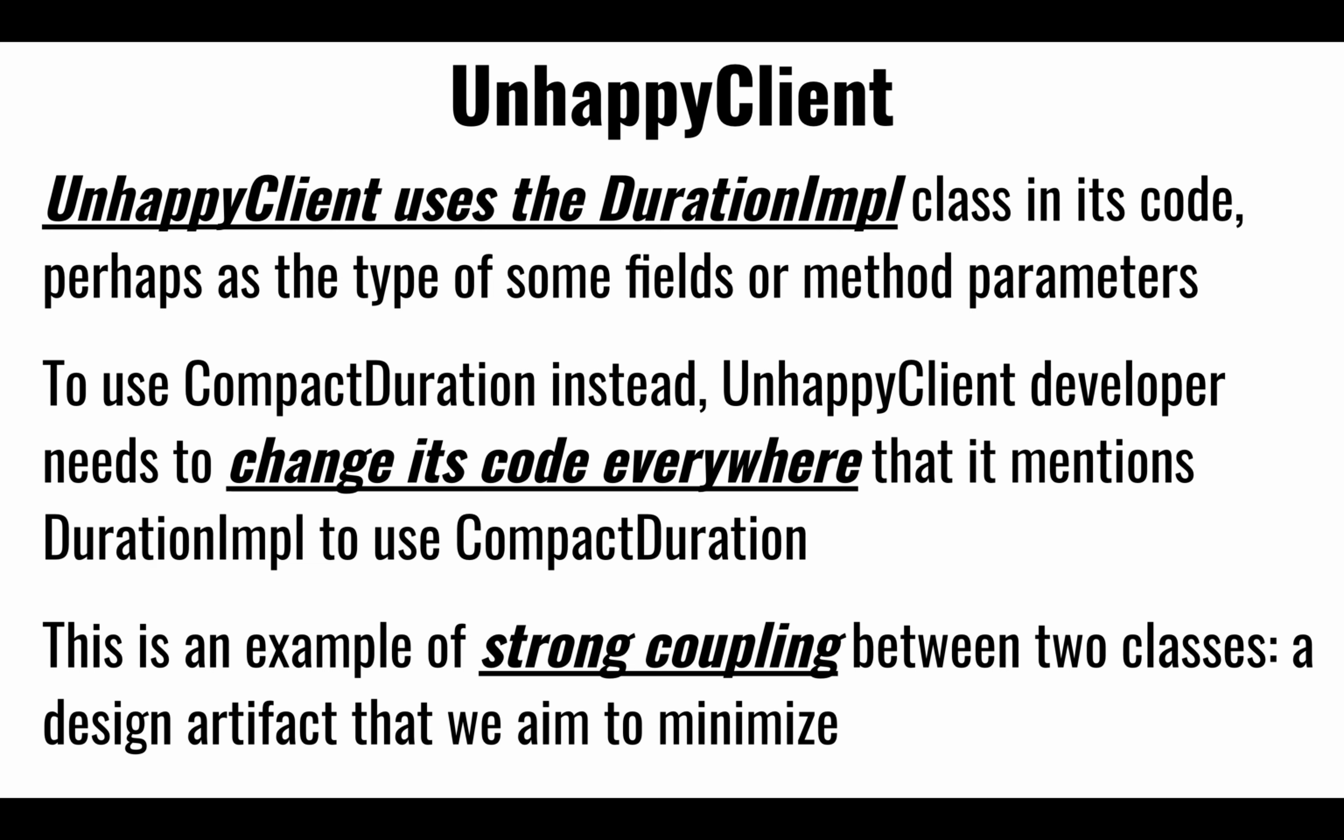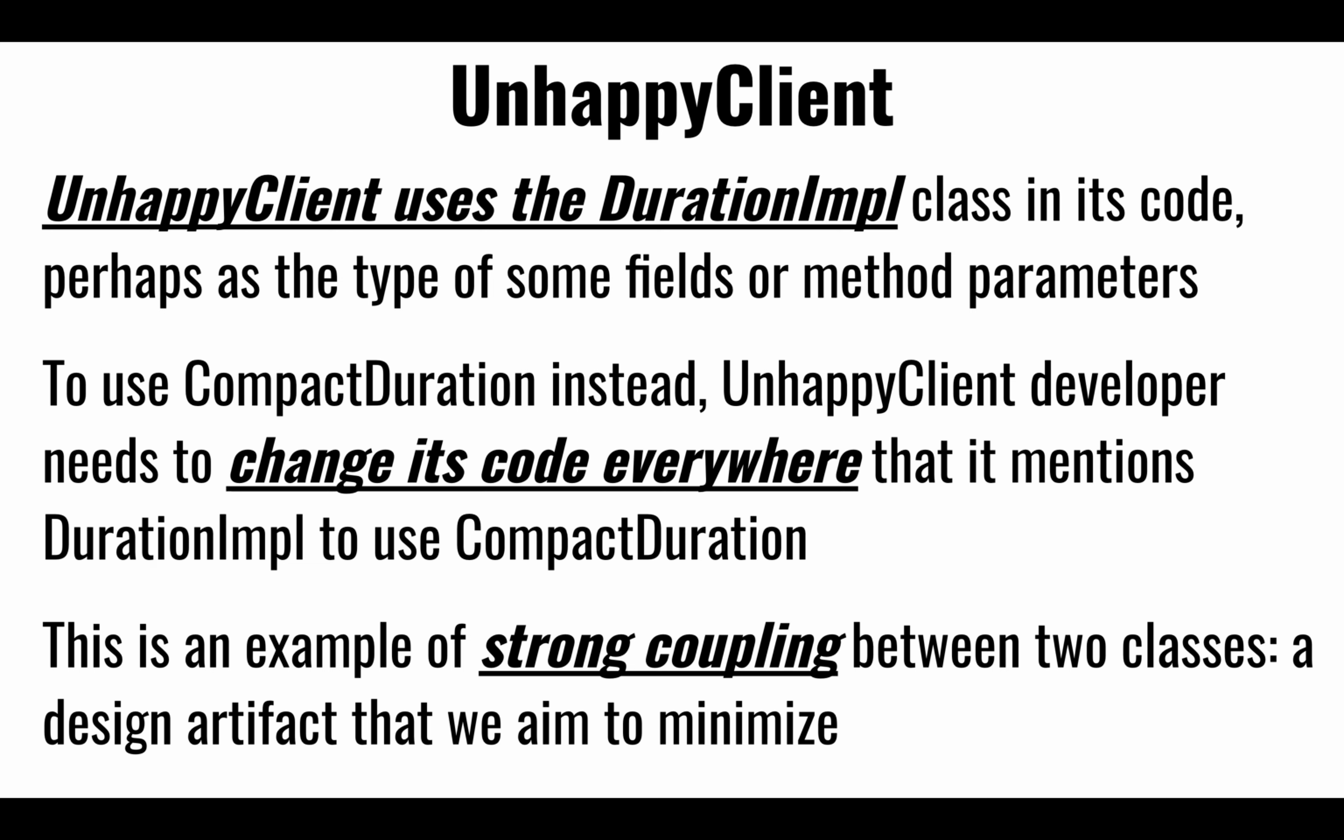So ideally, the unhappy client would have instead written their code in terms of the interface as opposed to the implementation. And then at some point up high in the decision hierarchy, the happy client would have had to decide which one they want to use: this implementation or that other implementation. And then everything else downstream would use that particular implementation, but coded in terms of the interface.